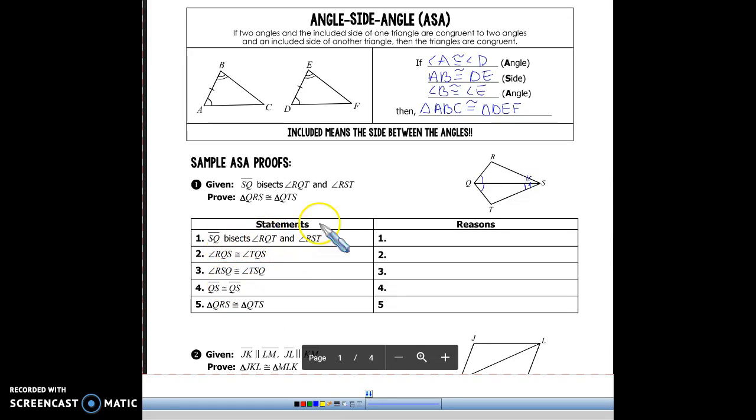So SQ bisects angle RQT and angle RST. That again is our given information. So angle RQS is congruent to angle TQS. RQS, TQS, they are congruent. And they are congruent because that one angle's been bisected. So that's the definition of an angle bisector.